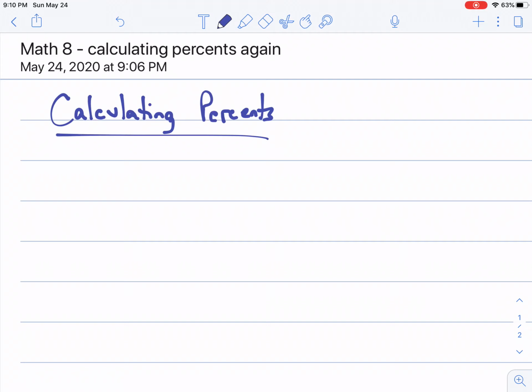Hey guys, I just wanted to do a quick example where we can go calculating percents. We're going to look at things where we can actually use our calculator this time, and it allows us a little bit more functionality. There are lots of different ways to calculate percent, so I'm going to give you a couple of different ways. You can pick the one that seems to make the most sense to you.